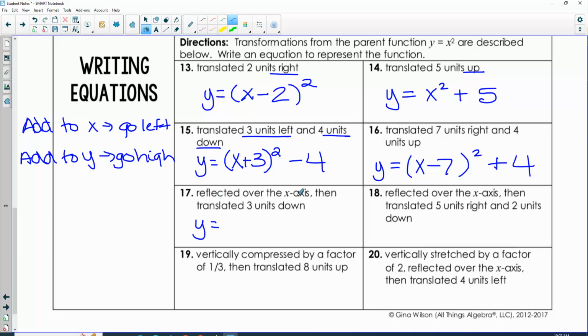All right, number 17. Reflect. Reflect just means flip over the x-axis. So what makes it flip? The a is negative. A negative. Okay, and then I'm going to go down. So if I'm not moving left or right, it's just regular x squared. We have the negative for the flipping. And then 3 units down, that means we should subtract 3.